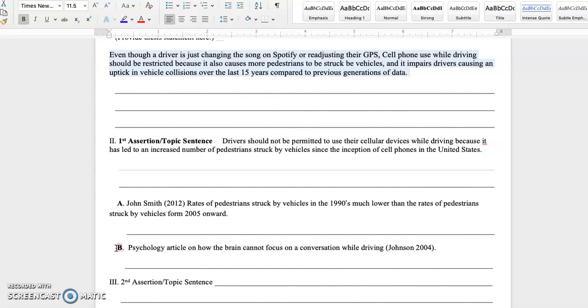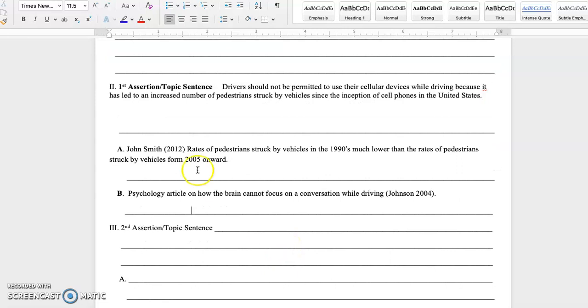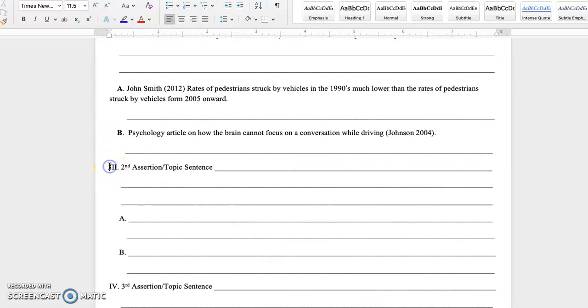But while they are on a cell phone, the other person speaking to the driver has no idea what's going on on the road, if they're driving 80 miles an hour, 40 miles an hour, stuck in traffic, and that person ends up carrying out the conversation, which is distracting. And this article goes into the psychology of that, right? So that's done. Boom. Look, second assertion right here. Moving on.